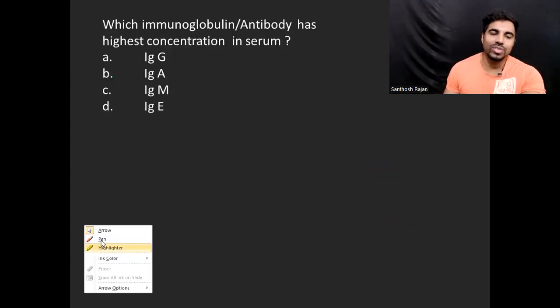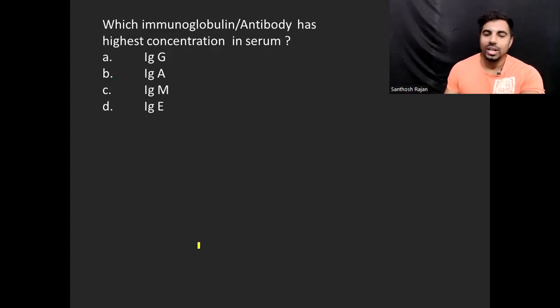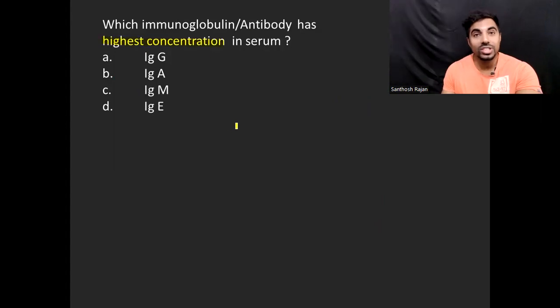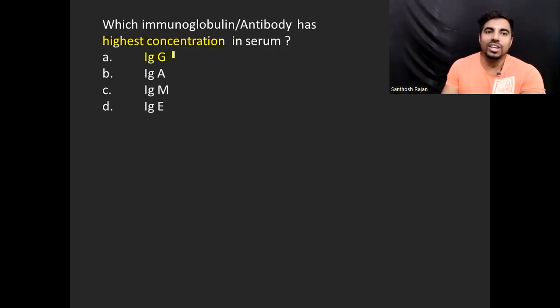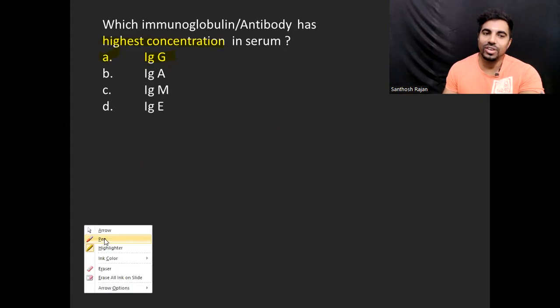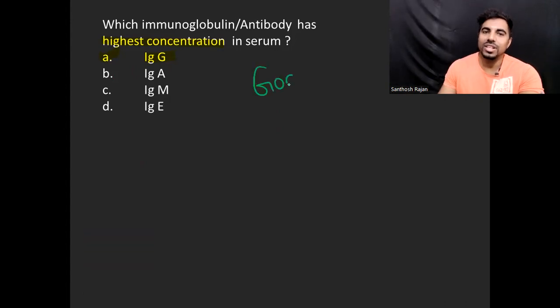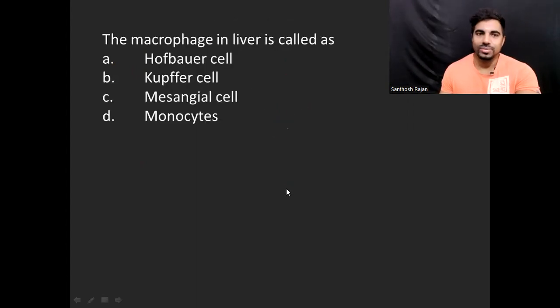Next, which immunoglobulin is highest? Which immunoglobulin antibody has the highest concentration? I told you, which one is more? God is more: concentration, half-life, serum concentration, daily production, everything is more for God. So the answer is IgG. G for God. Once again, don't forget God. God means everything. Maximum, highest production, everything is high. Easy question.